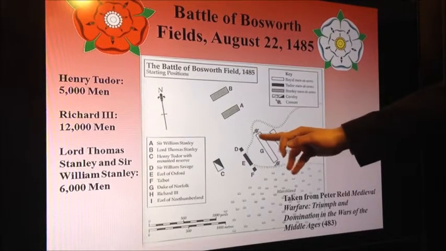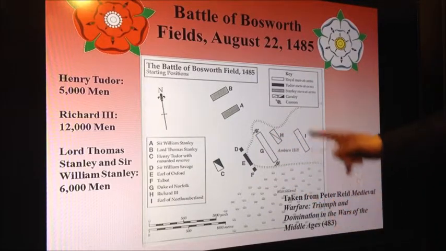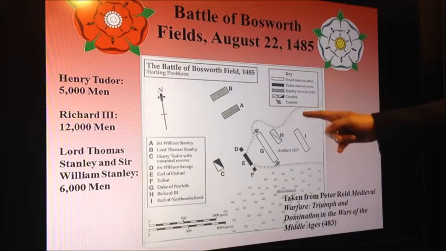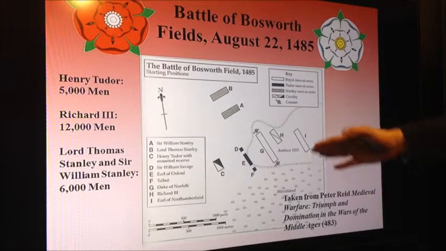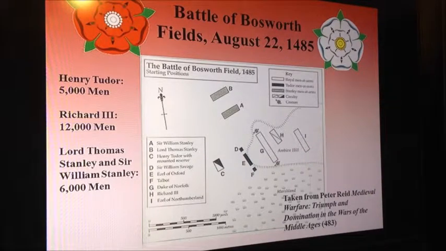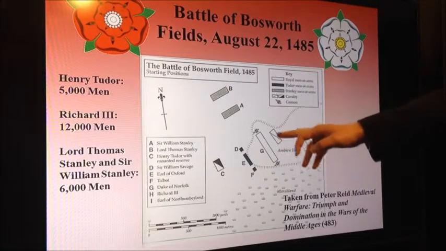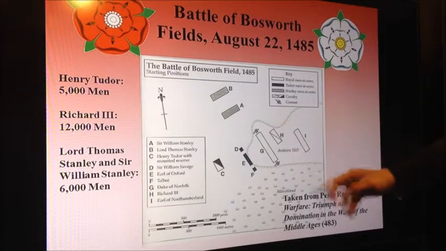This is Richard's main line of men. These are Northumberland's men, who had just arrived after marching for 8 days, so they were not in the front, they were tired. They didn't really want to get involved in the fighting because they didn't want to take sides, but they were officially on Richard's side. This is Richard and about 300 men on horses.